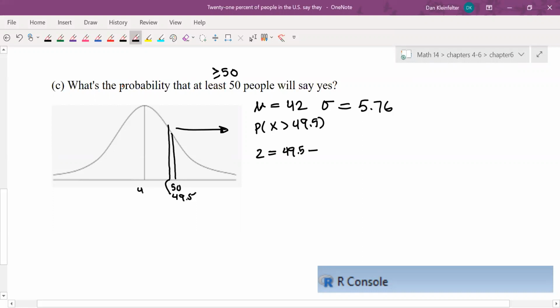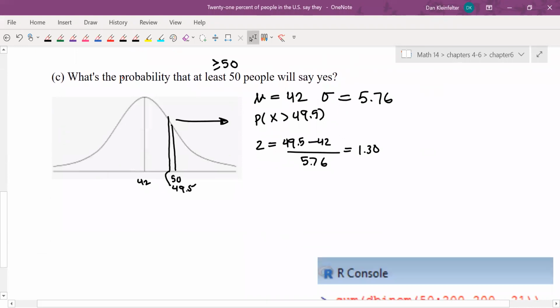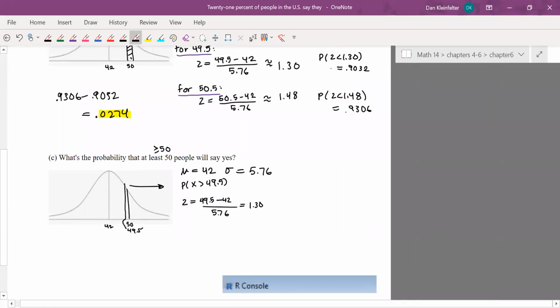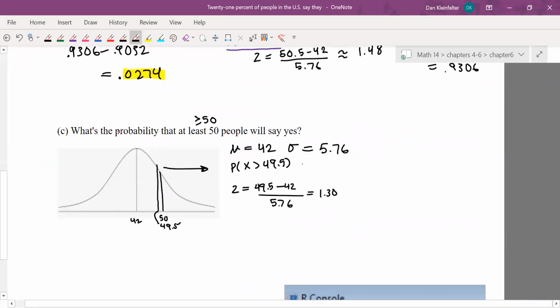Our mu is 42. Our standard deviation, 5.76. All right, so that's 1.30. I should have known that. We did that earlier. Yeah, that was up there. Oh, well. Okay, so we did get the probability for that. That was 0.9032. So that worked out to be 0.9032.